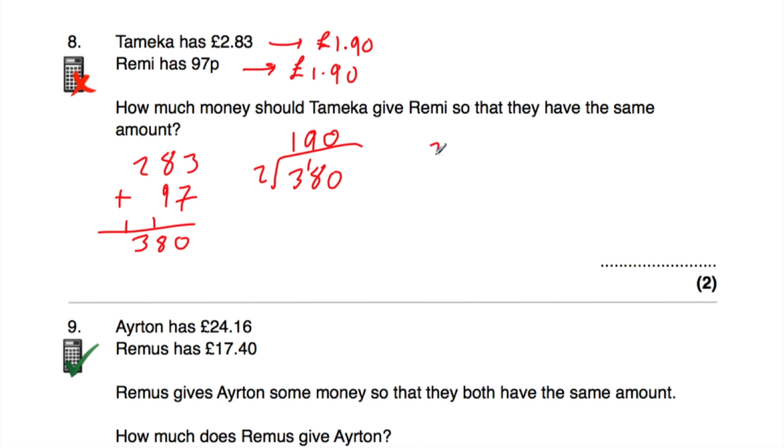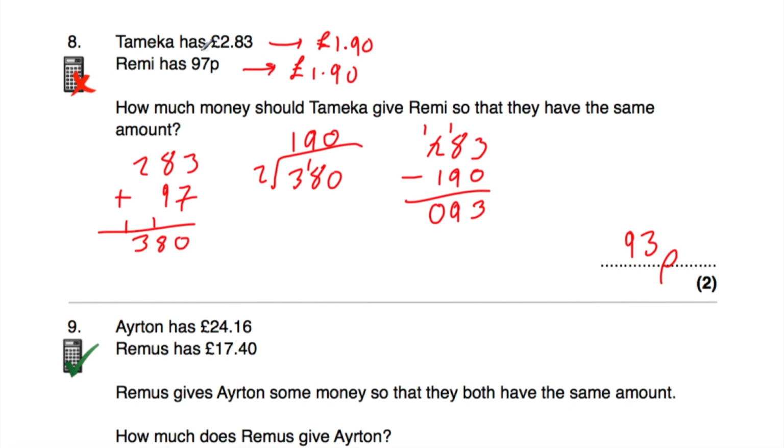So let's do that. Let's take the 283p and take away £1.90 and see how much money Tamika's given Remy. So 3 take away 0 is 3. 8 take away 9 we can't do, so let's borrow, so that's now 1 and that's now 18. 18 take away 9 is 9 and 1 take away 1 is 0. So that means Tamika has given him 93p. And that's it. So that's one way we could do this question.